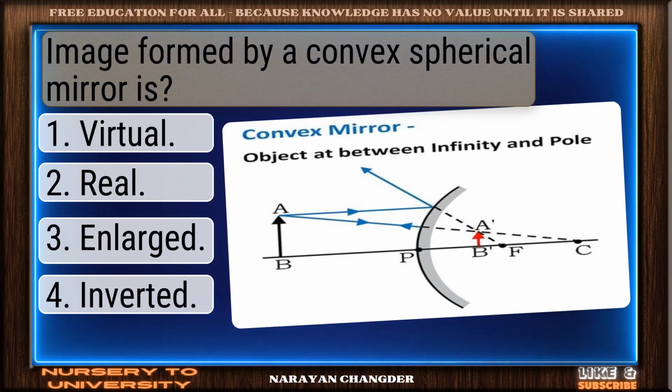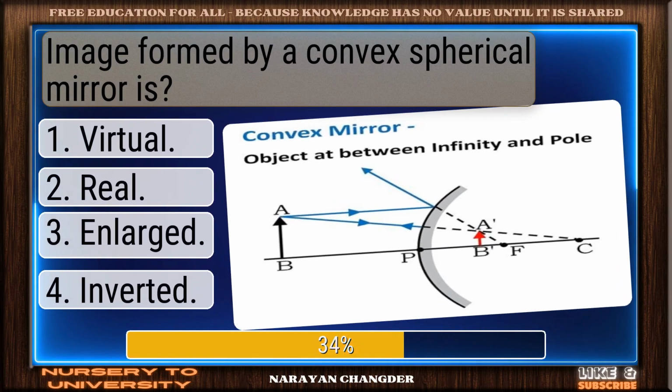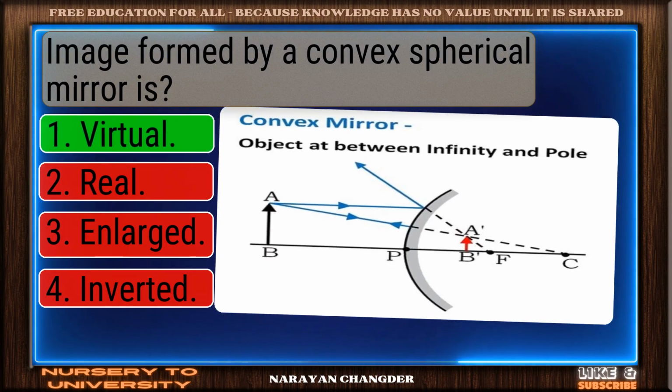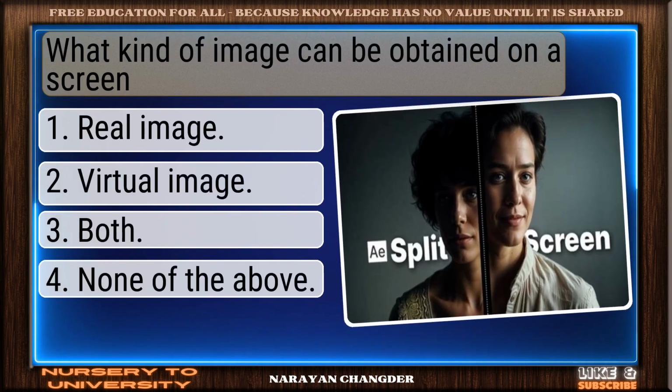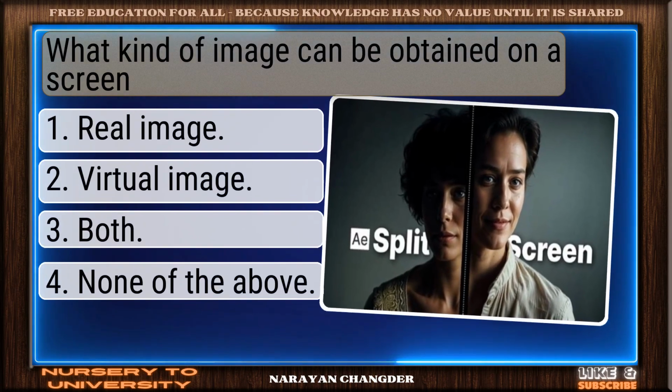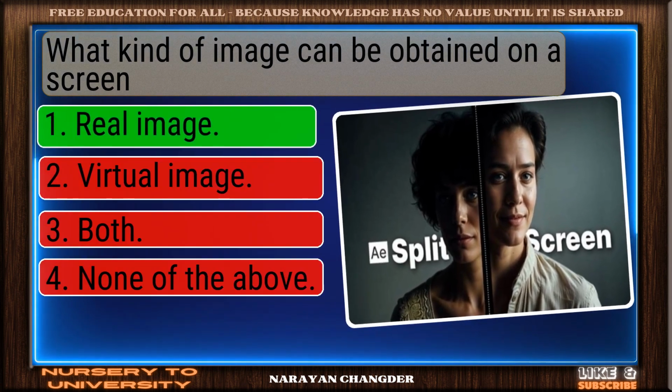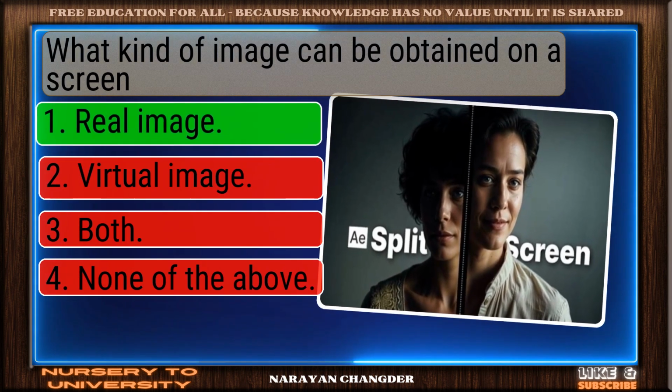Image formed by a convex spherical mirror is? On track. Virtual is the correct answer. What kind of image can be obtained on a screen? Strong choice. Real image is the right answer.